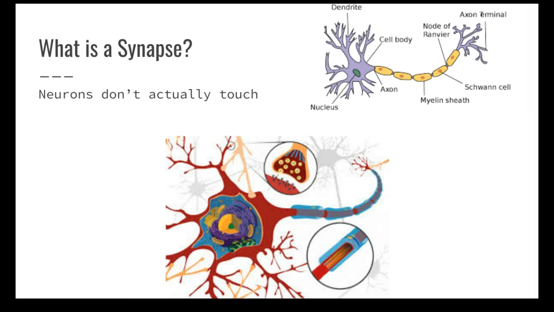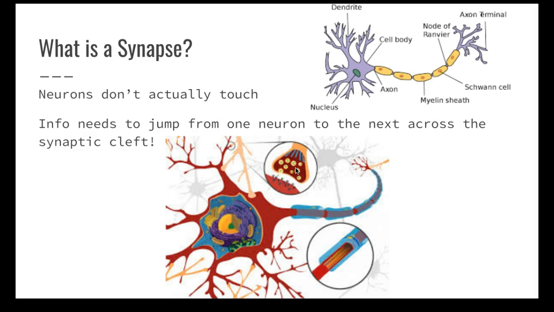So, when I look at two neurons that come together, they're not actually touching. There's a very small space between the dendrites and the axon endings. So, the impulses have to jump from one neuron to the next over that space, which we call the synaptic cleft. So a synapse is the space between the two neurons.